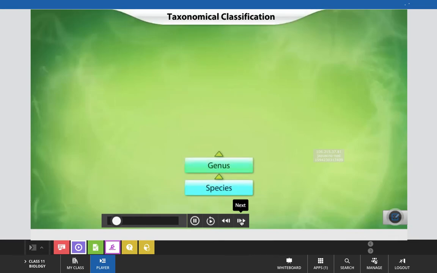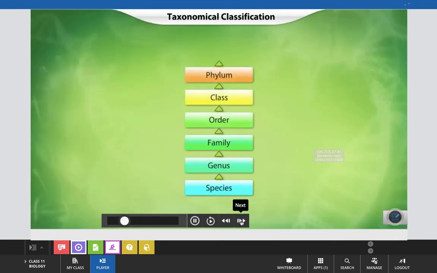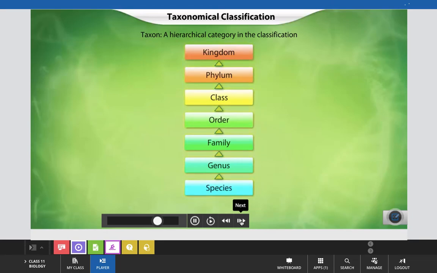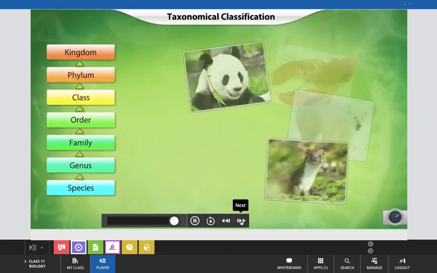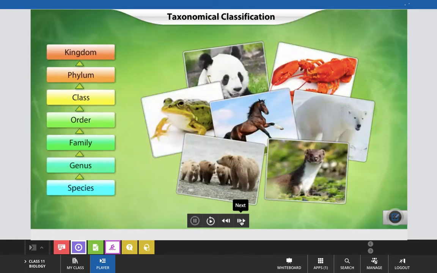An organism can be classified into 7 hierarchical categories based on its similarities or differences with other organisms. Each hierarchical category is known as a taxon. Click a tab to learn more. Now try to understand these taxons.